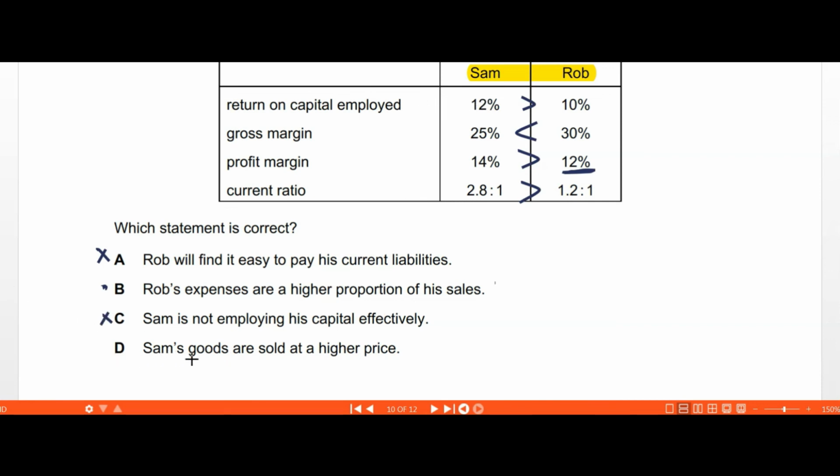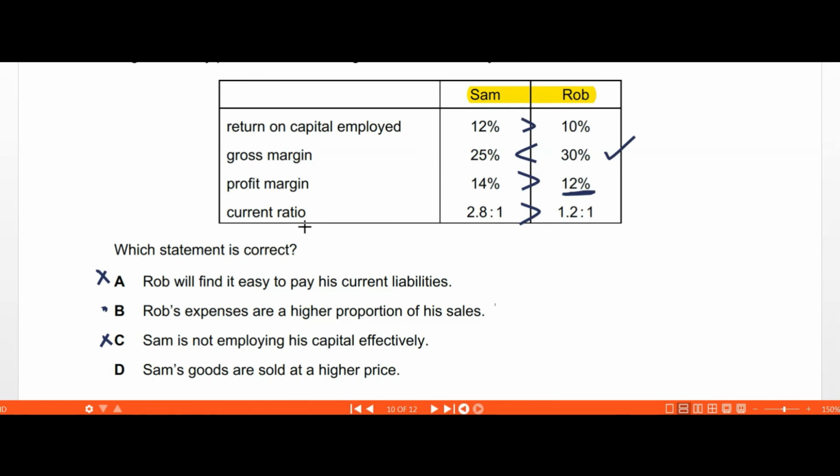And D is Sam's goods are sold at a higher price. Sam's goods are not sold at a higher price. Why? Because we can see that Rob has a higher gross margin, and we just did a question where we saw that gross margin will improve with a higher selling price. So we can safely say that B is the correct answer over here, as Rob's expenses are a higher proportion of his sales.